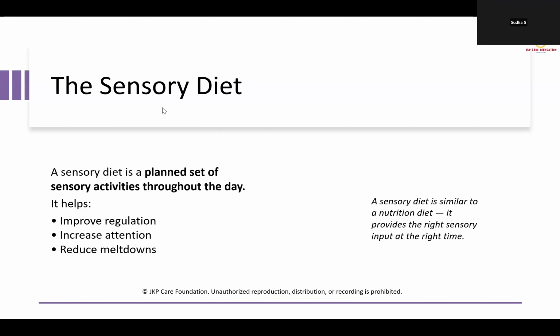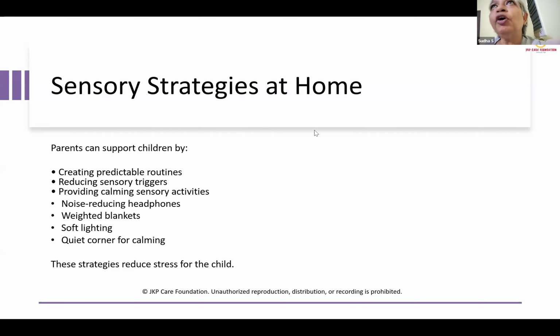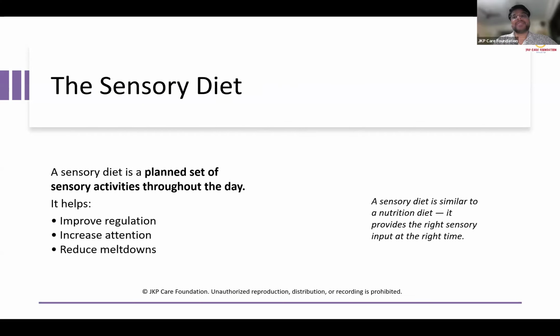So sensory diet. Doctor, can you brief on sensory diet? Yes, I'm coming to that, ma'am. Sensory diet is a diet plan. As you have a diet plan for your nutrition, for your food, similarly we have a diet plan for sensory input. A sensory diet is a planned set of sensory activities throughout the day. First we analyze the child's sensory needs. Then we list out the activities, structure them, and add them within the daily routine of the child. Like the child can do jumping 10 times before taking a shower, and then takes the shower.